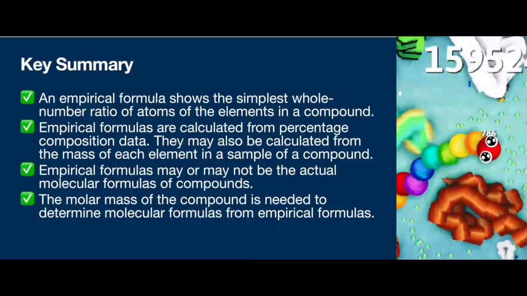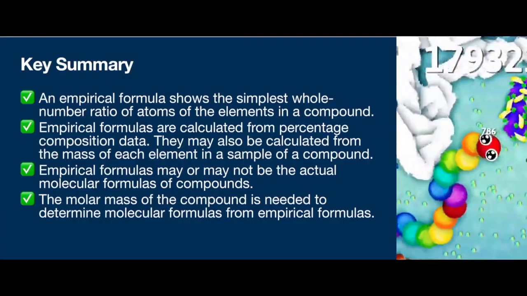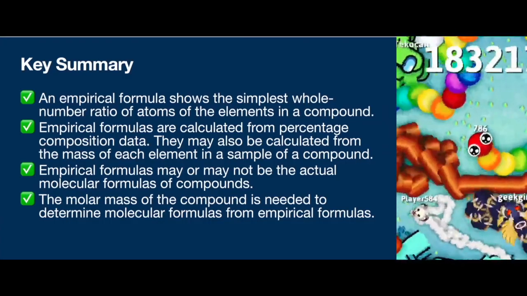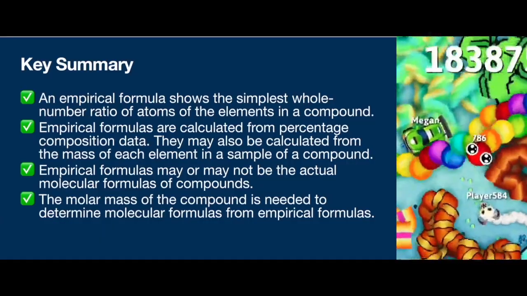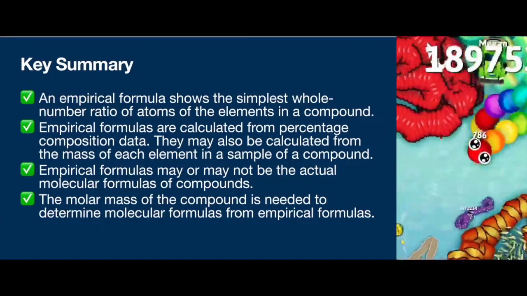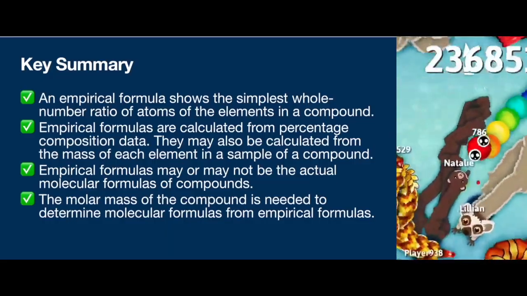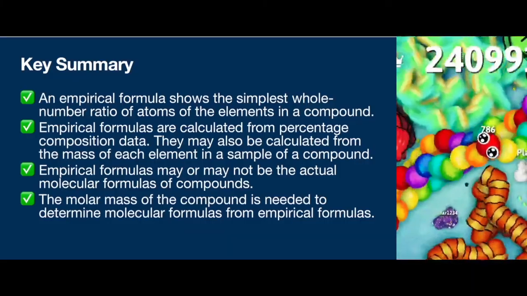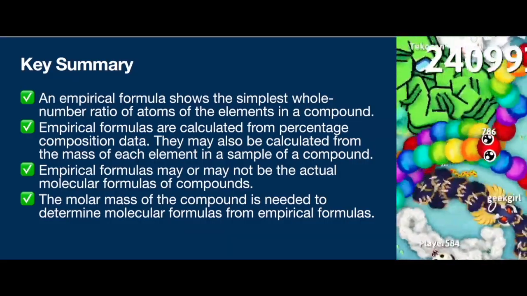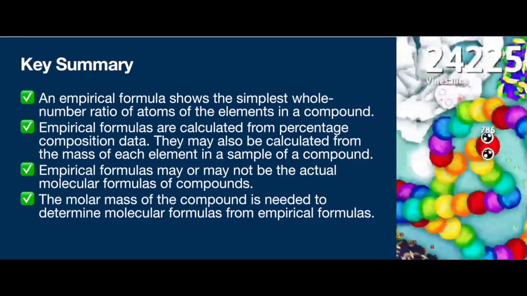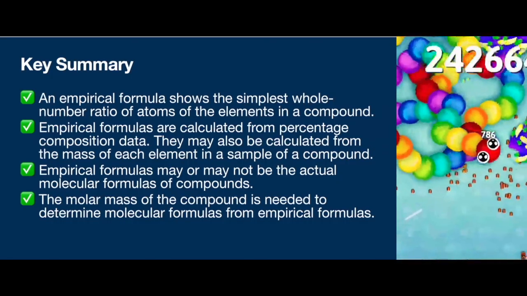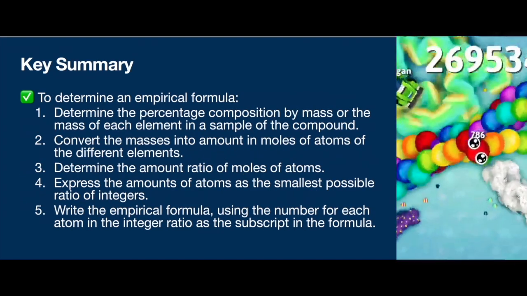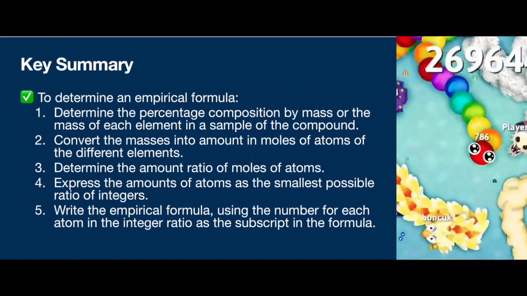In summary, an empirical formula shows the simplest whole number ratio of atoms of the elements in a compound. Empirical formulas are calculated from percentage composition data. They may also be calculated from the mass of each element in a sample of a compound. Empirical formulas may or may not be the actual molecular formulas of compounds. The molar mass of the compound is needed to determine the molecular formulas from empirical formulas. To determine an empirical formula, the following steps can be followed.